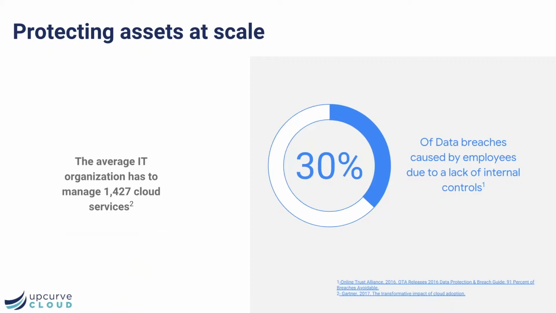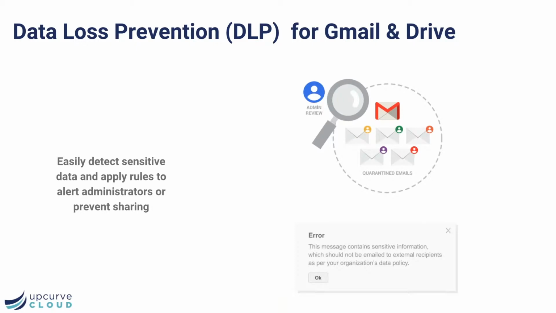And it's no surprise that the average IT organization manages a bunch of different cloud applications and products, and it's really hard to keep track of all the moving parts within your organization. And a big chunk of data breaches are caused simply by the lack of control. And with G Suite Enterprise, it gives you the ability to easily enforce and create these controls from the admin panel. So DLP for Gmail and Drive is one of the biggest value adds here for enterprise.